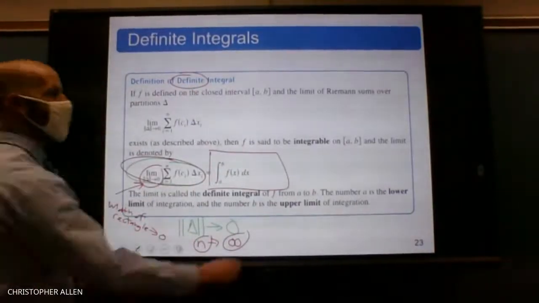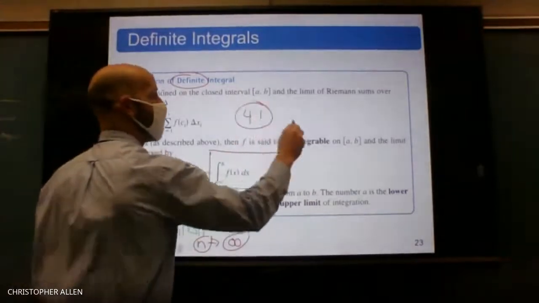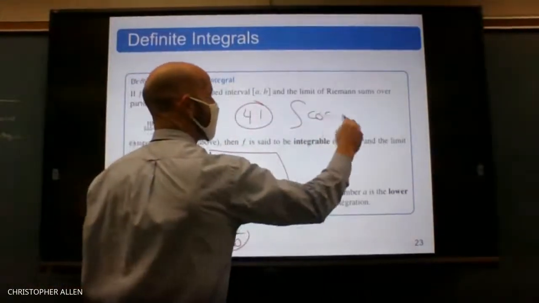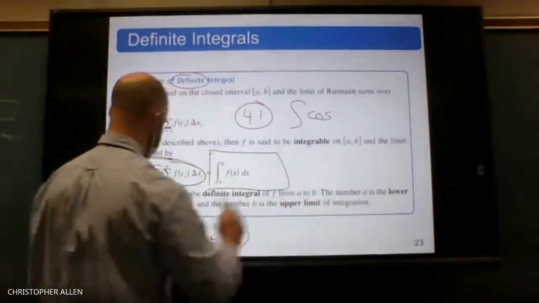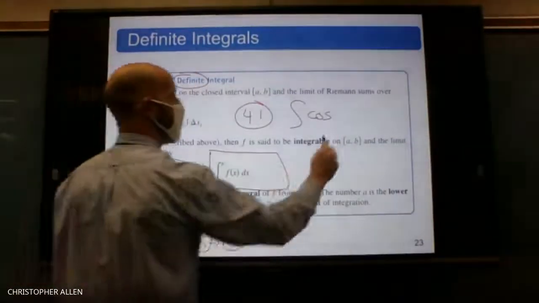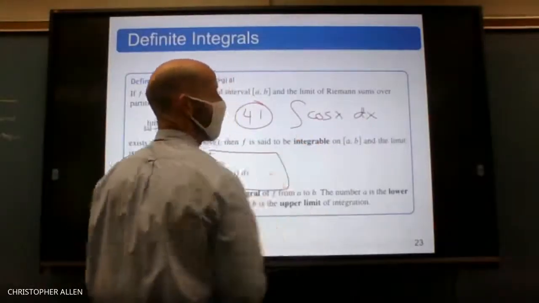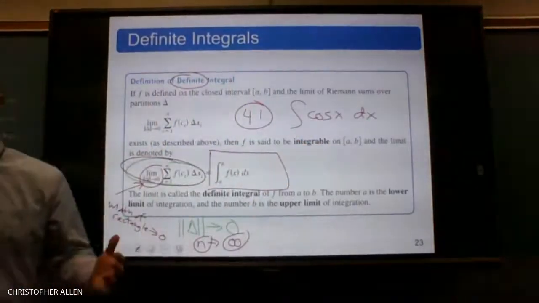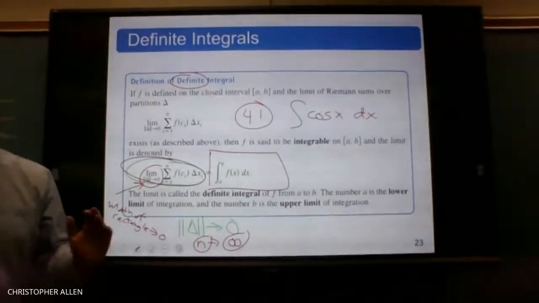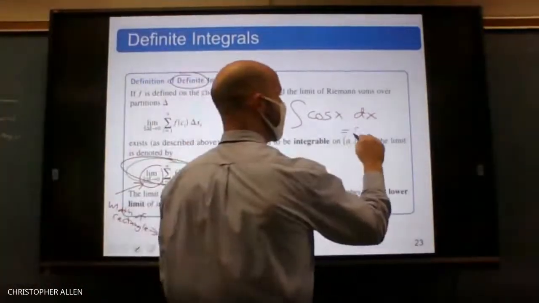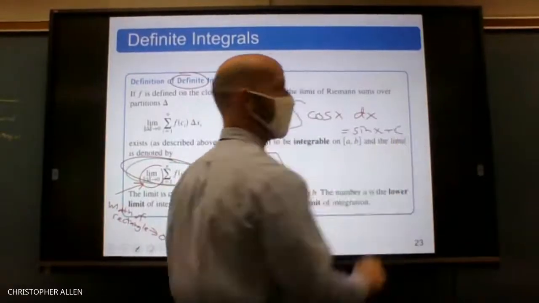Now, let me go back to section 4.1. I would have said something like this. Oops, got to get a variable in there, not D first. Let's get an X in there. I would have maybe given you something like this, right? And I would have said, what is the solution to this indefinite integral? What would the answer be? Sine X plus C, right? That was an indefinite integral.